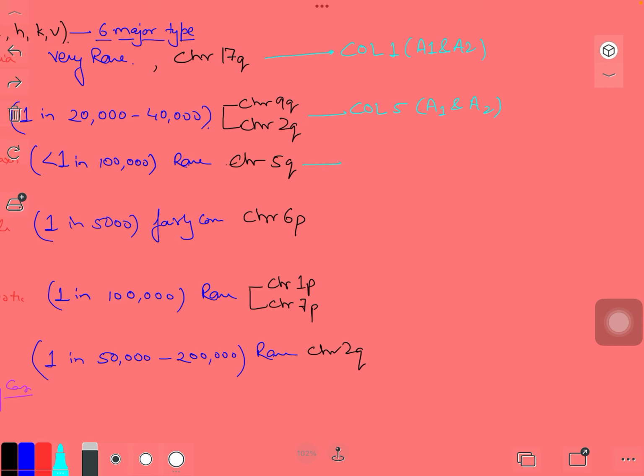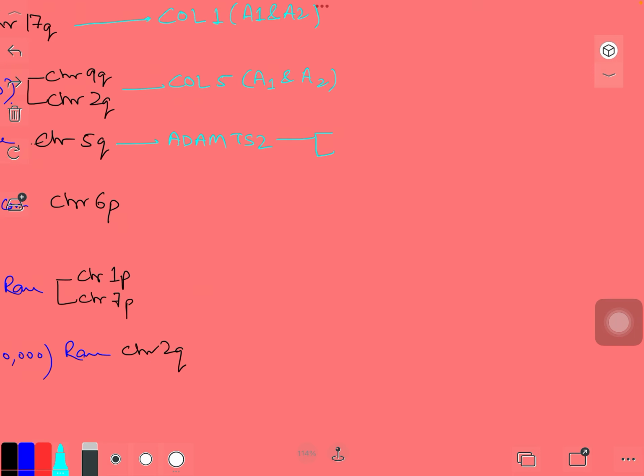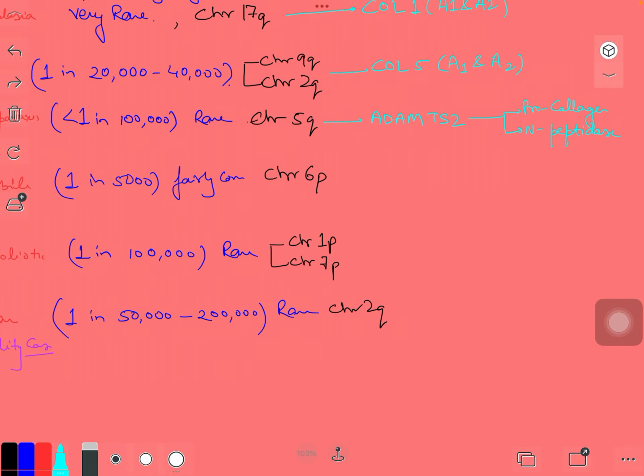Right, for the third one, it is ADAMTS2, which codes for two different enzymes and proteins. First one is procollagen. See, in order to understand EDS, you need to know how collagen is produced. We'll talk about all the different types of collagen and the different steps in it, but not in this lecture, it will be so long. And N-peptidase. See, there are different types of enzymes also involved in it.